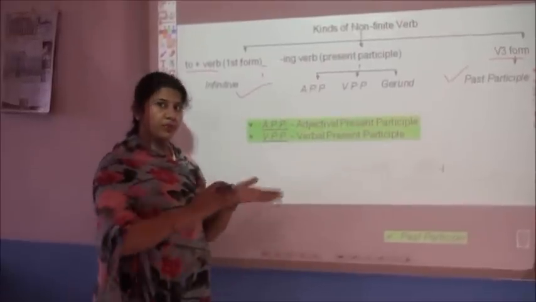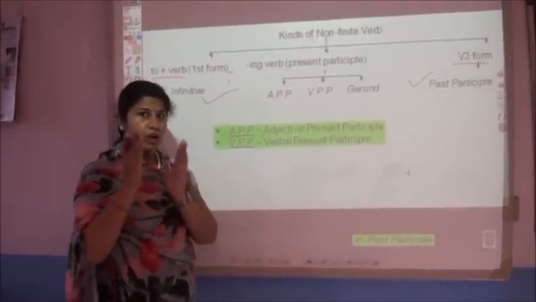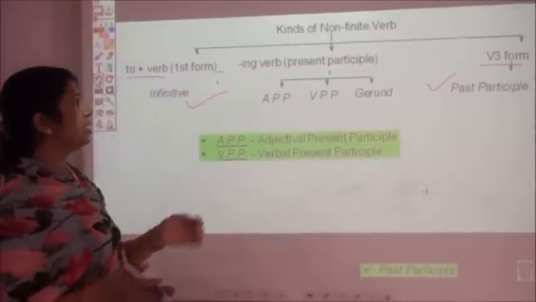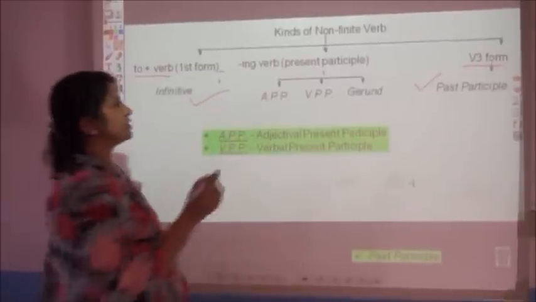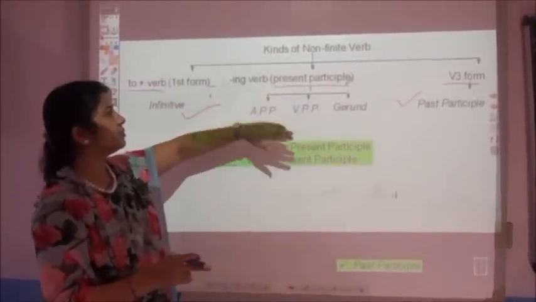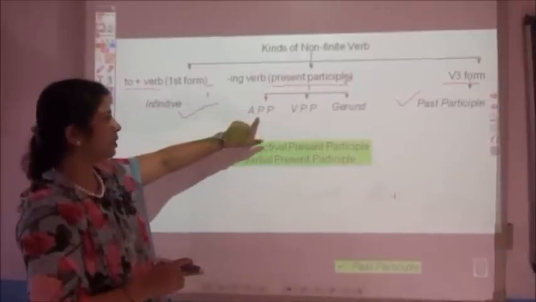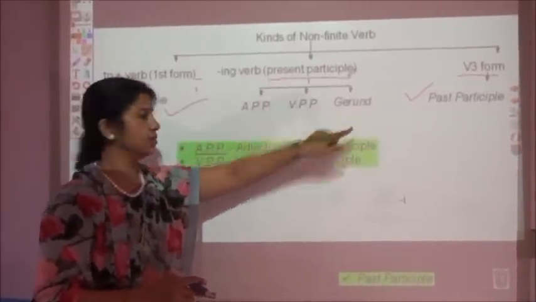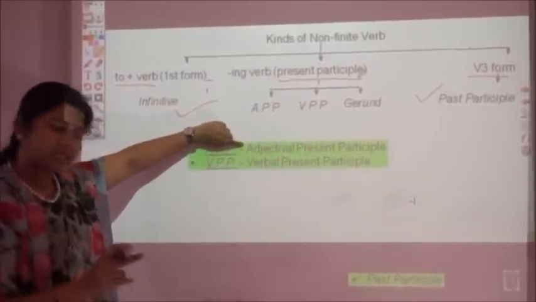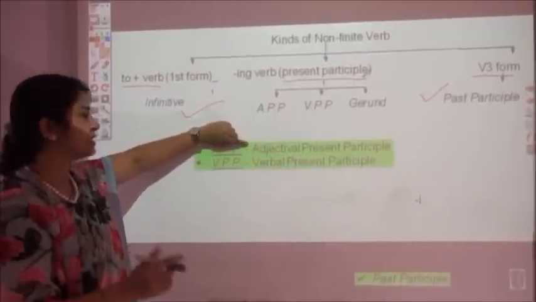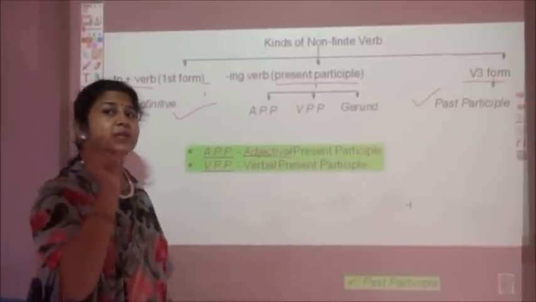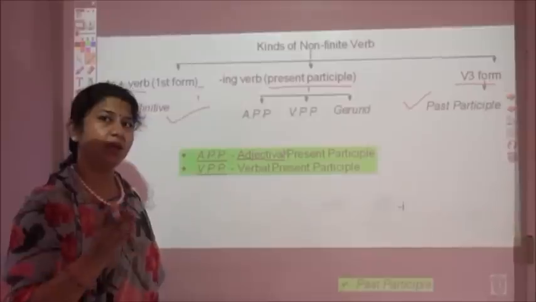Okay, as we have seen before also, all ing verbs which are not having helping verb before it are called non-finite verbs. Okay, so what to call those non-finite verbs? First of all, present participle. Now in this present participle there are 3 forms: APP, VPP and gerund. APP means adjectival present participle. By name itself it's clear. Adjectival means adjective. Adjective means any word which shows the quality, right?